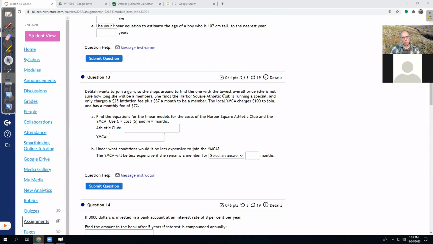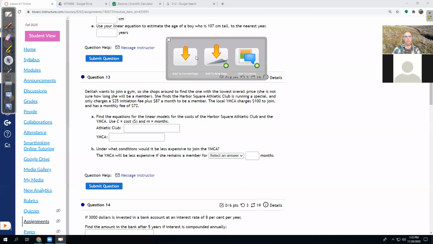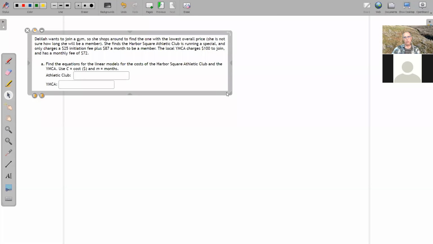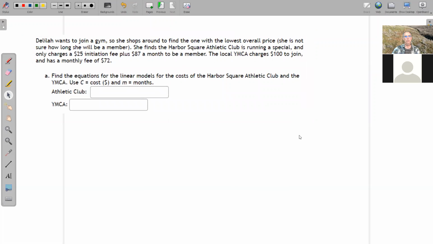All right, so yours will be similar, if not the same, on this one. Let's copy this into a new screen or pick it apart. Okay, so I'm just going to get it set up. I'm not going to finish it. Delilah wants to join a gym. So she shops around to find the one with the lowest overall price. She's not sure how long she'll be a member.